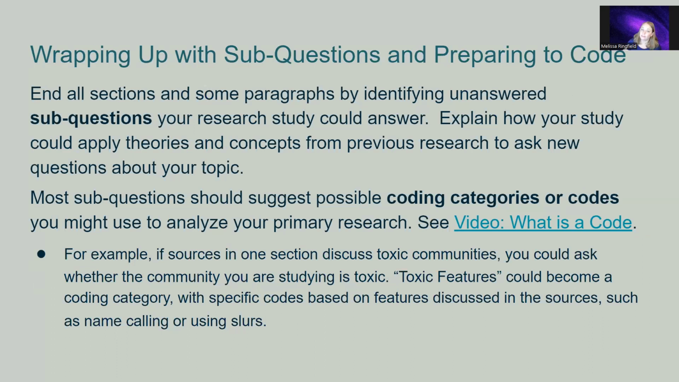End all sections and some paragraphs by identifying unanswered sub-questions your research study could answer. Explain how your study could apply theories and concepts from previous research to ask new questions about your topic. Most sub-questions should suggest possible coding categories or codes you might use to analyze your primary research. If you haven't already, check out the What is a Code video. For example, if sources in one section discuss toxic communities, you could end by asking whether the community you are studying is toxic. Toxic features could later become a coding category with specific codes based on the features discussed in the sources, such as name calling or using slurs.